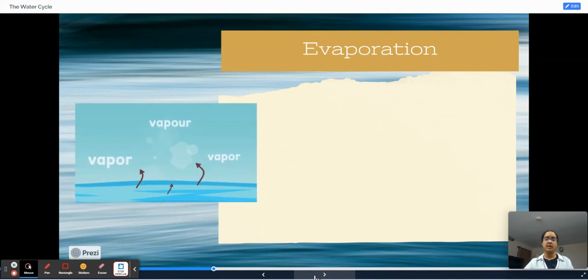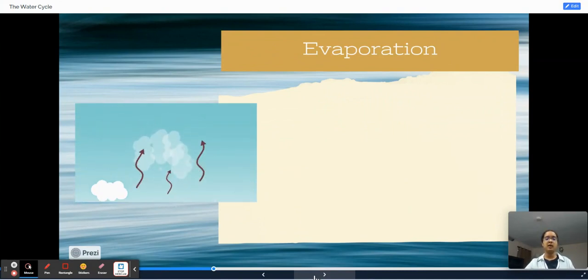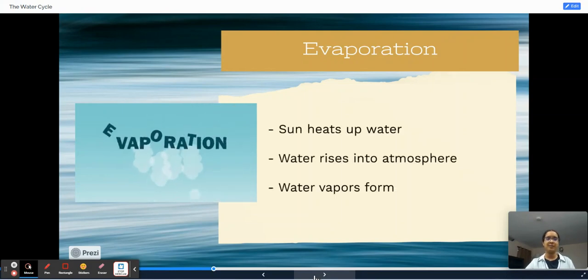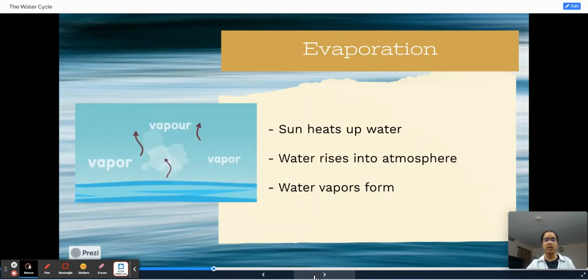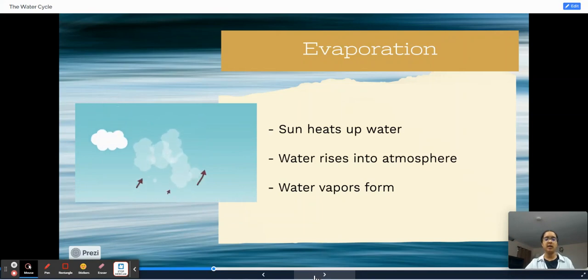In the image on the side, once it restarts, we'll see the process of evaporation occurring. Just give it a second. Okay, so we see the sun is heating up the water, and the water is rising into the air in forms of water vapors. And this is the process of evaporation.